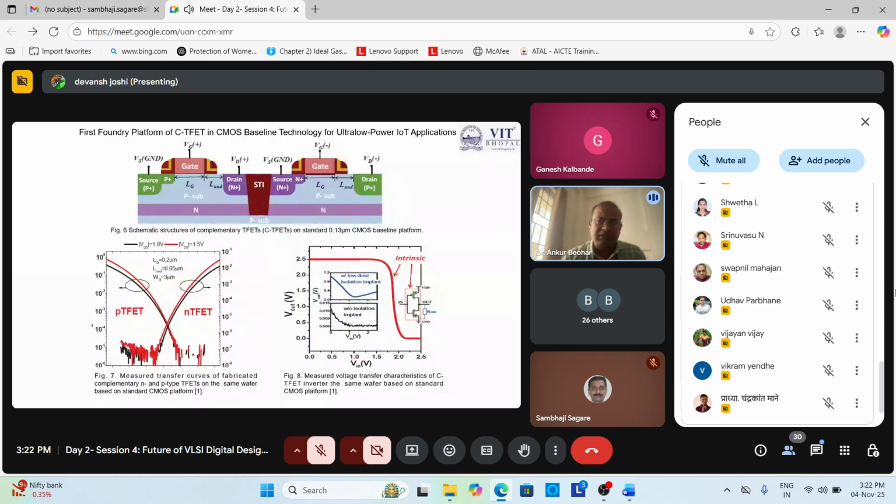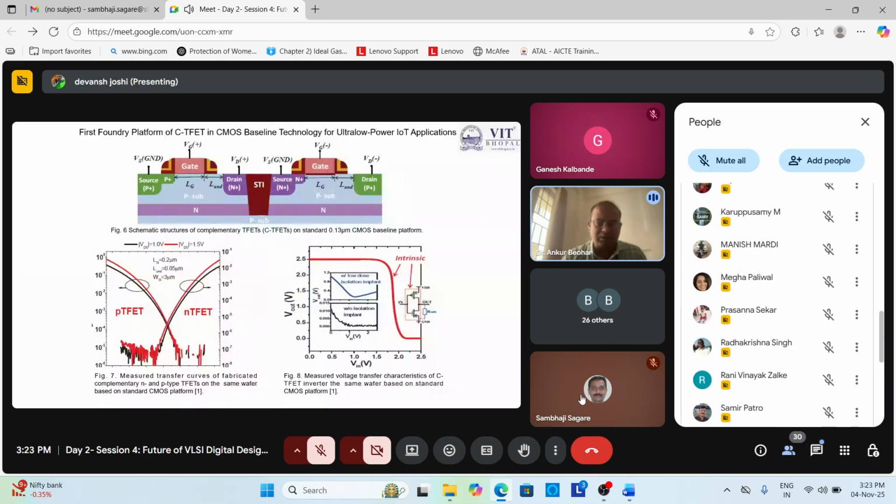Similarly, conventionally we consider the PMOS and NMOS. But here we consider the P-TFET and N-TFET. I mean that PMOS and NMOS are replaced by P type tunnel FETs and N type tunnel FETs. Similarly, we can also replace them by FinFETs, sorry, P type FinFET and N type FinFET. Here, this is one of the examples from the experimental research data.